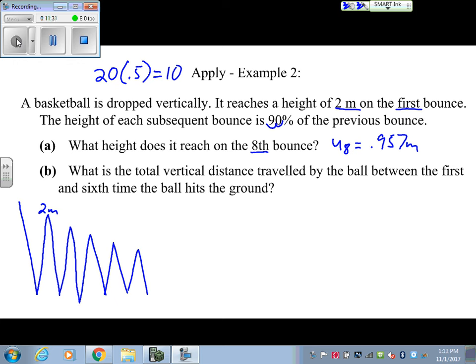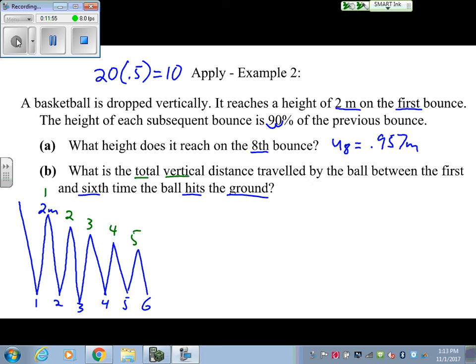My 7th. So I hit the ground 1, 2, 3, 4, 5, 6 times. 6 times hitting the ground. Now, how many actual bounce heights did I get to? Well, I had the first one here. I'll use a different color, which was the 2 meters. And then I had the 2nd one, 3rd one, 4th one, and 5th one. So I'm really looking for my 5th term.